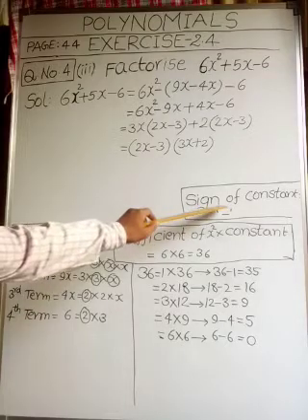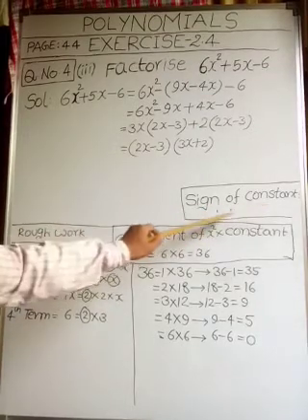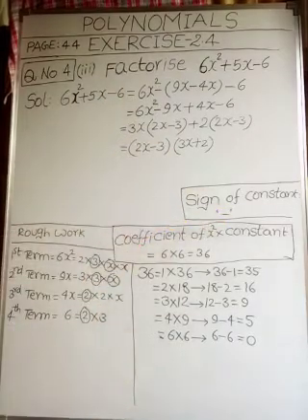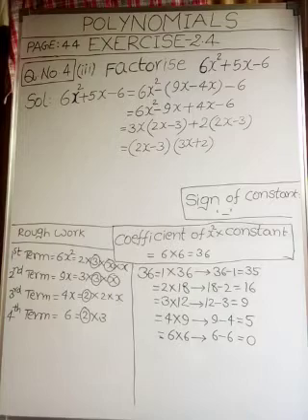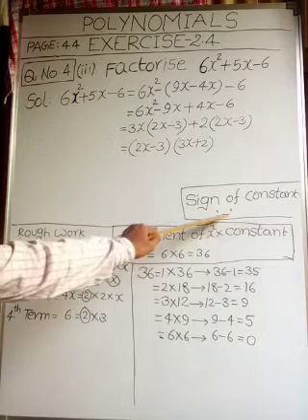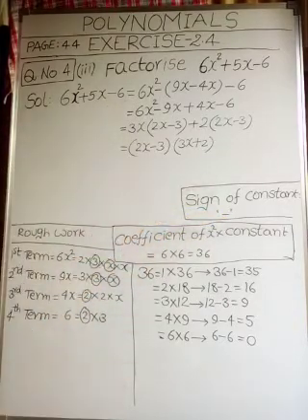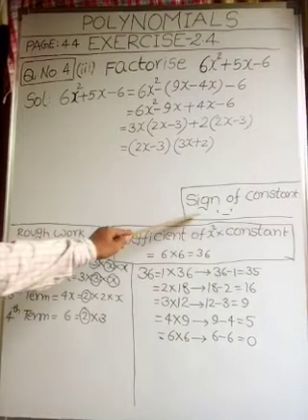First of all, we have to identify the sign of the constant. What is the sign of the constant here? Minus. It helps a lot in selecting the factors, so this sign is also important. The sign of the constant is minus. Okay, my dear children, keep this apart.